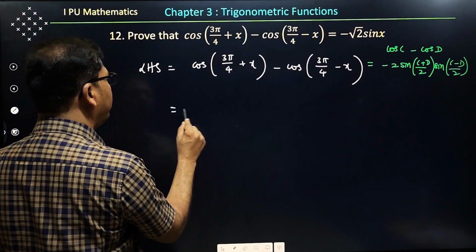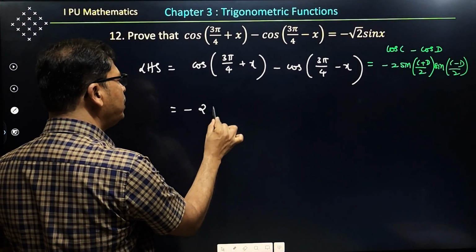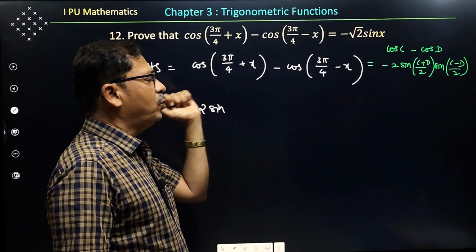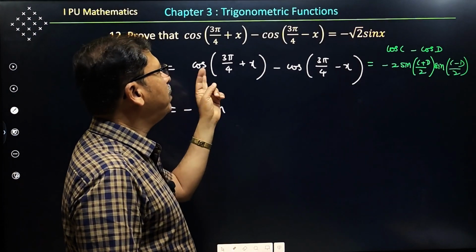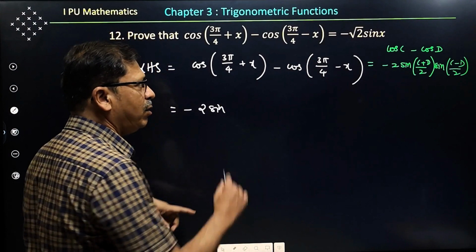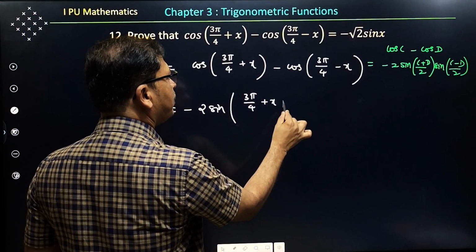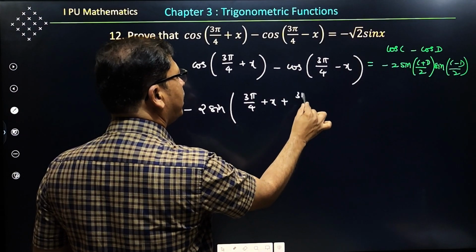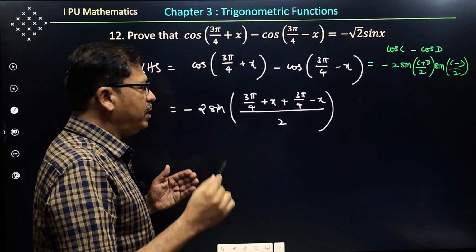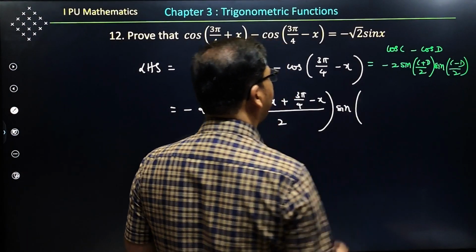So this is equal to minus 2 into sine of (C plus D) divided by 2. See, in place of C, not only 3 pi by 4, not only x, 3 pi by 4 plus x as a whole, and then 3 pi by 4 minus x in place of D here. Minus 2 into sine of (C plus D) divided by 2, that is 3 pi by 4 plus x. This is to be added with D, that is 3 pi by 4 minus x, and this is as a whole divided by 2 here.